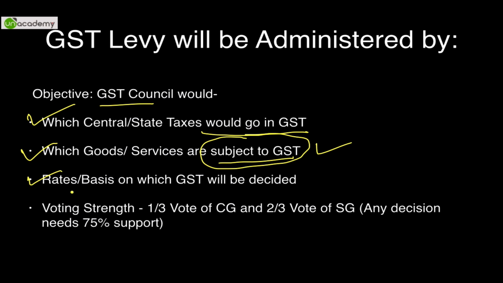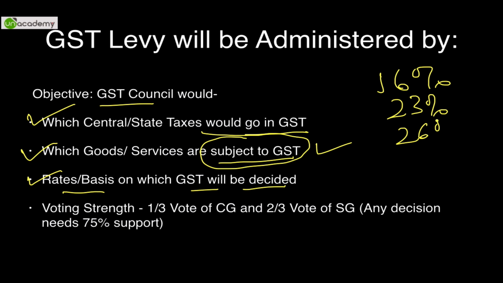Third is at which rate and on which basis the GST will be decided. There have been many rates thrown out. Do not consider any of those rates unless there is an official announcement. One rate has been 16%, another 23%. After that there has been a rate of 26%. So all are still proposed.